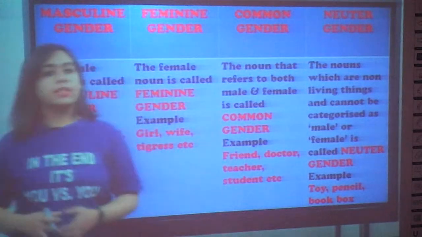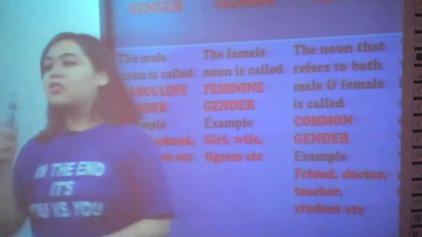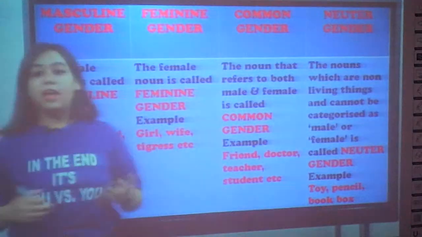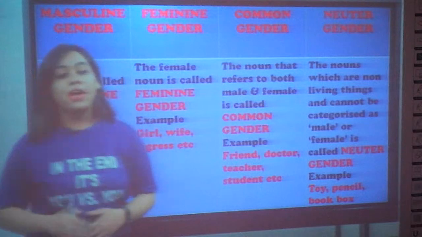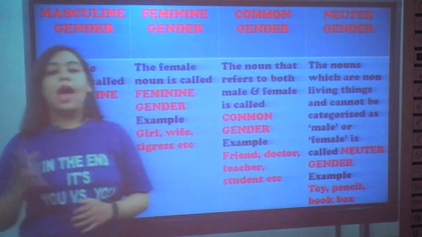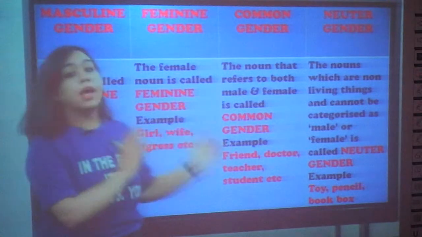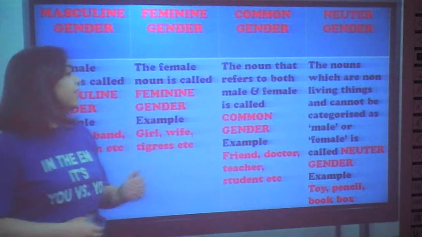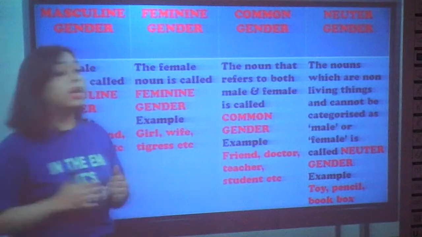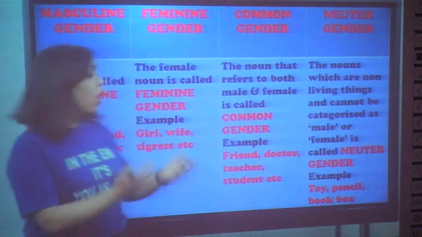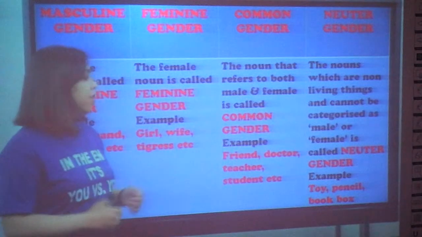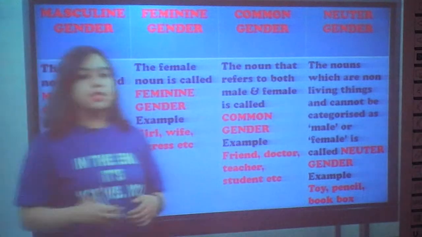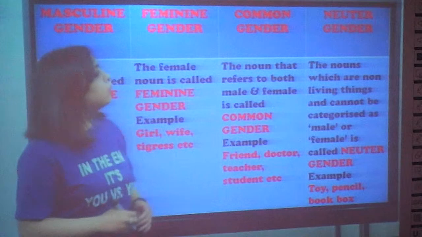Now, there are some things that you cannot classify as male or female. If I talk about this pen, can you classify whether it is a male or a female? If I talk about this board, can you classify whether it's male or female? No, you cannot. So the things that you cannot classify as male or female are termed as neuter gender, and mostly they include the non-living things. Okay, so let's read. The nouns which are non-living things and cannot be categorized as male or female are called neuter gender. For example, toy, pencil, book, or you can say a box, lunchbox. Okay, so these are some examples of neuter gender.